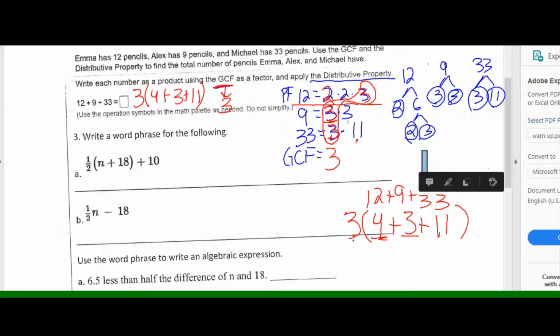Now you will have questions like this on your test. The next one, so on your next test, after this test on Thursday, this will be on your next test on the 21st. You will see writing word phrases, all of chapter 3.